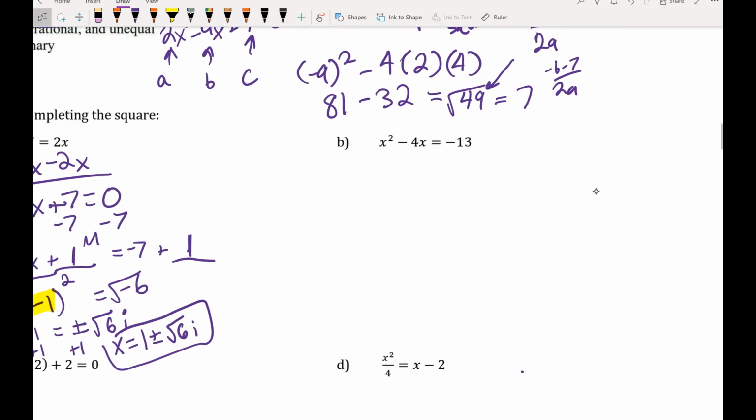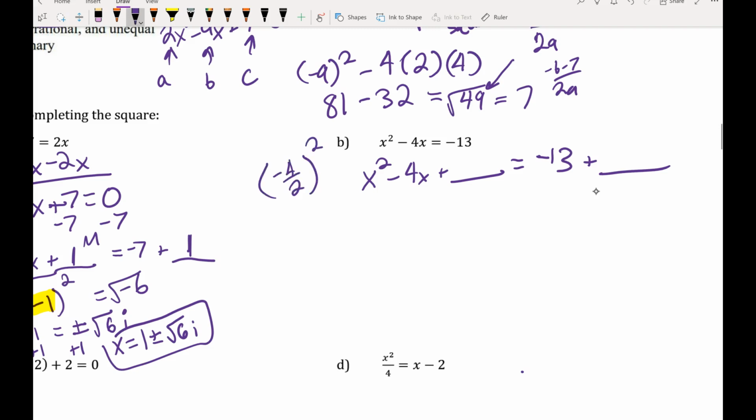Part B. X squared minus 4x equals negative 13. In this case, I know my first step is going to be to move my c term to the other side, so I'm not even going to bother to move that 13 over because I'm just going to have to move it back over again anyway. So I do the same thing where I take half of b, square it, and add it to both sides. Negative 4 divided by 2 is negative 2, and negative 2 squared is positive 4. So I add a 4 here, and I add a 4 here. This left side factors into x minus 2 squared equals negative 9.